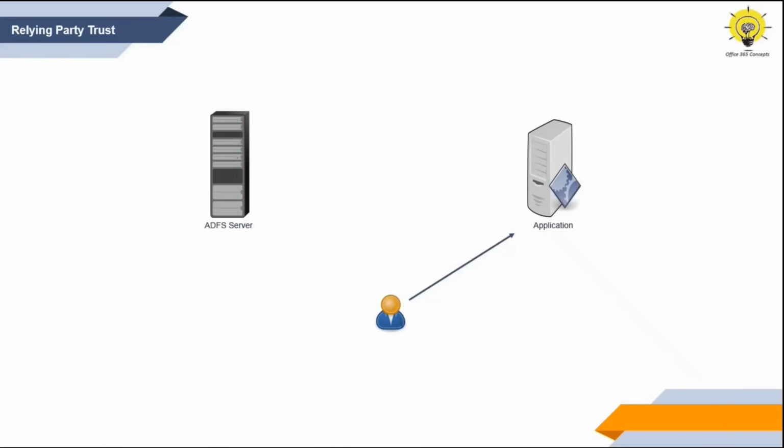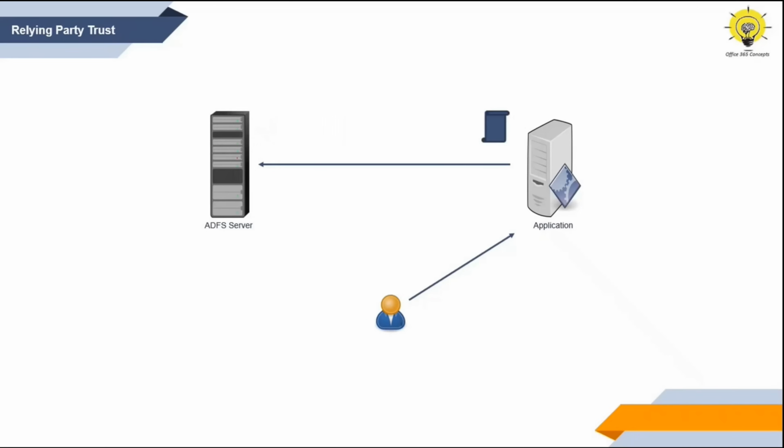This application is integrated with ADFS server. Now this application will reach out to an endpoint of this ADFS server to get the security token. ADFS will construct a token, add claims within the token, and send this token to the application. This is what usually happens when a user tries to access a federated application.